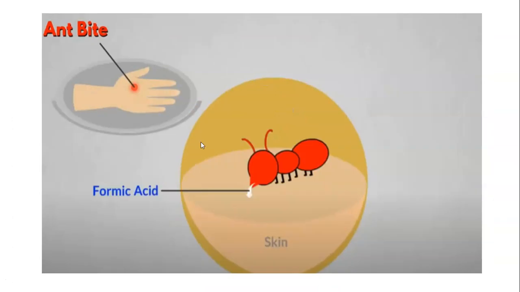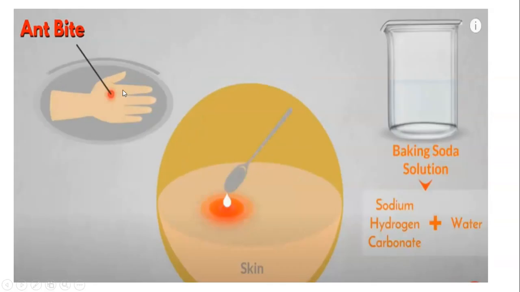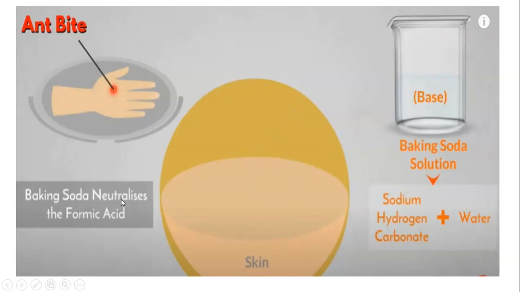So when that ant bites our hand, it will release or secrete the formic acid. Because of formic acid we feel irritation and itching. And that acid will be neutralized with the help of this base paste which we apply over the skin. So when we apply it on our skin, we may feel relief also. So this baking soda neutralizes the formic acid.